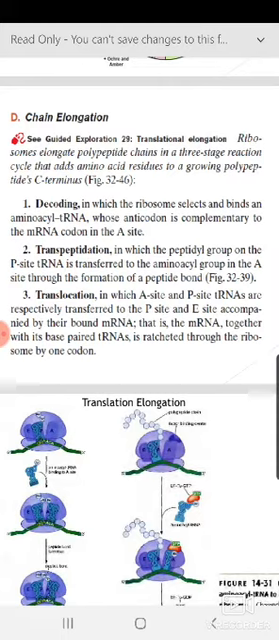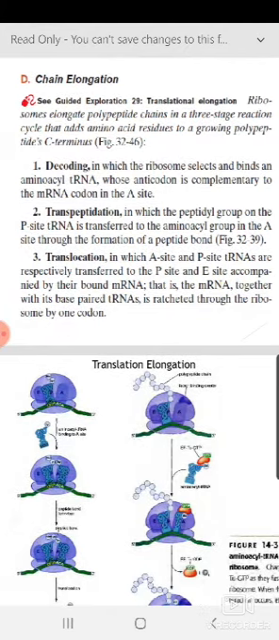The third is translocation, in which A site and P site tRNAs are respectively transferred to P site and E site accompanied by their bound mRNA. That is, the mRNA together with its base-paired tRNA is ratcheted through the ribosome by one codon. That means the P site now becomes the E site. The existing A site will become the P site. A new A site will be generated for the incoming tRNA.